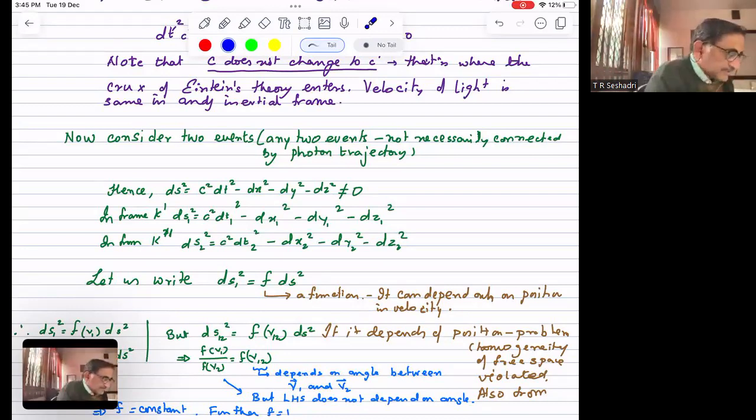Okay, in terms of the other ds, let me just say that ds1 square is equal to f times ds square. Now, this f is a function. Let us see what all it can depend on.